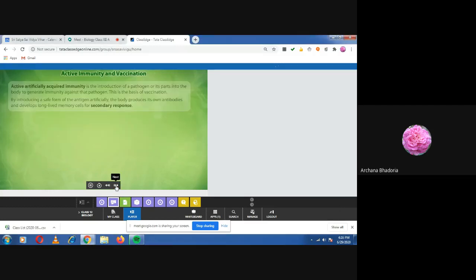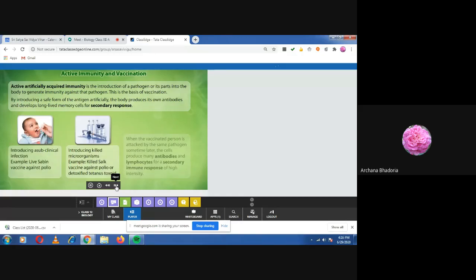Okay, so now active immunity and vaccination. What is the principle behind it?